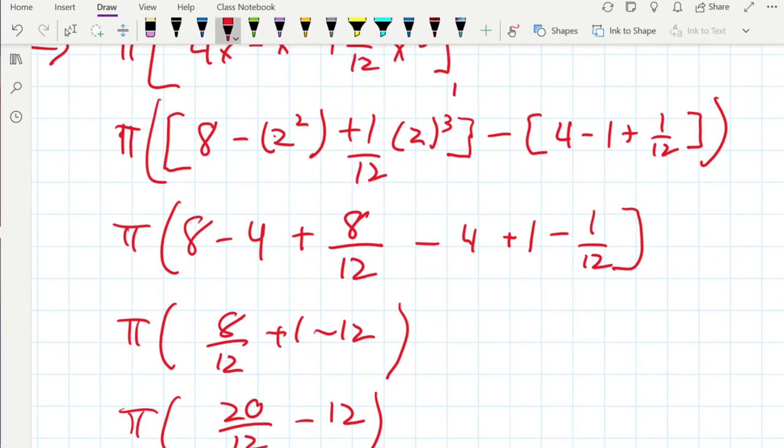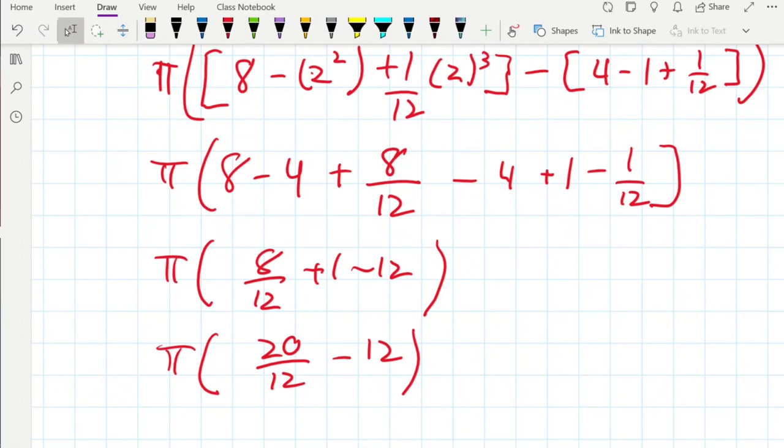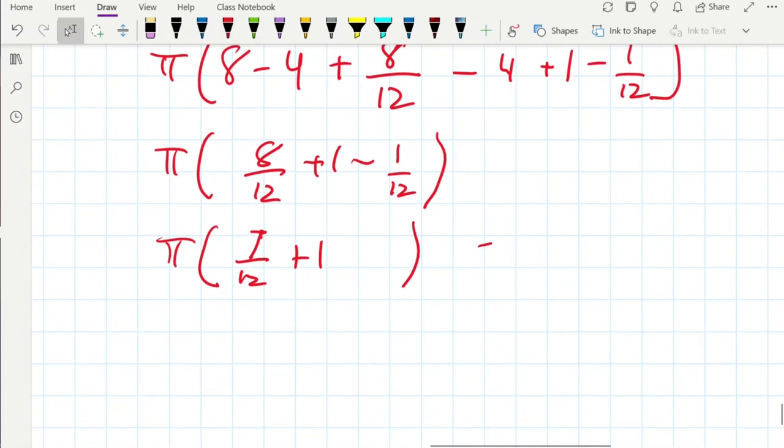Thank you, Ethan. So instead, this is going to be 7 over 12 plus 1, and that should equal pi times 1 over, that's 12 plus 7 is 19 divided by 12, which is the correct answer.